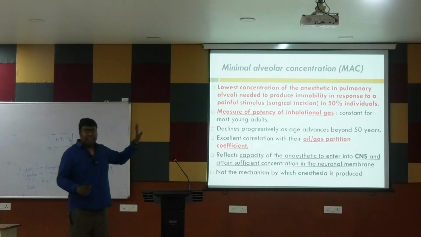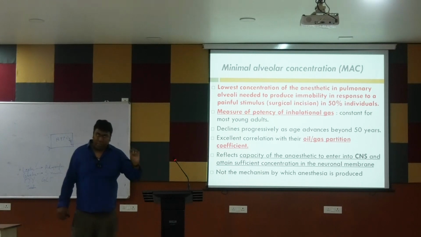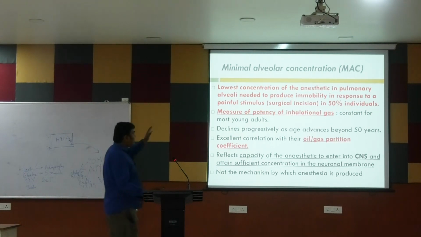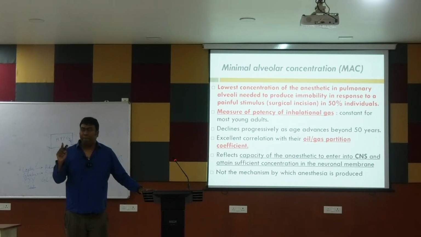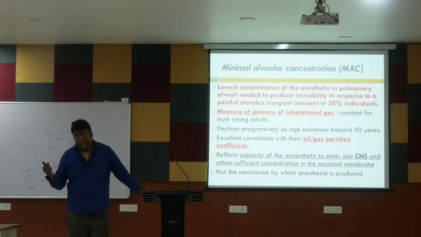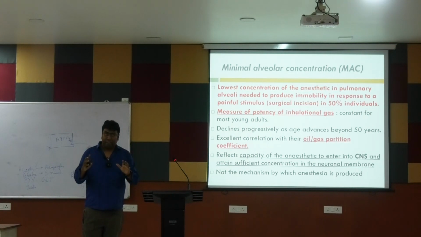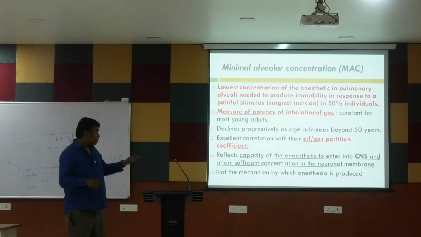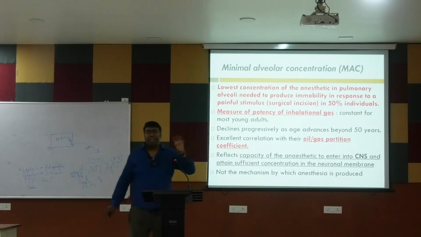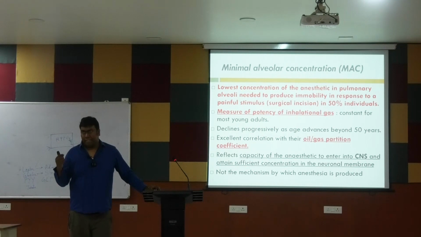Now the fourth term is first the MAC, minimal alveolar concentration. As the name says, it is the lowest concentration of the inhalational general anesthetic that can produce immobility in 50% of subjects at a surgical incision. The important thing is that MAC is the lowest concentration of the agent in the alveolus that can produce immobility in 50% of the patients. So it indicates the potency of the general anesthetic. So if MAC is high, potency will be low.